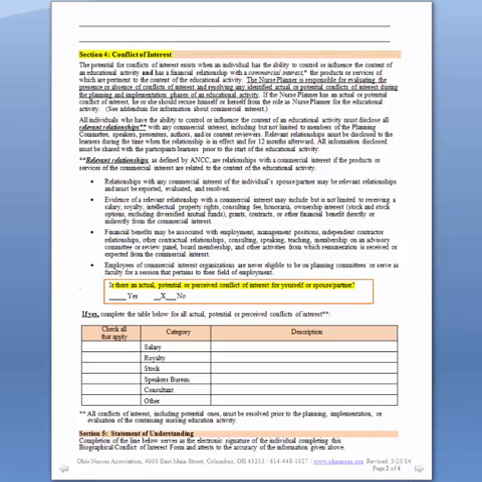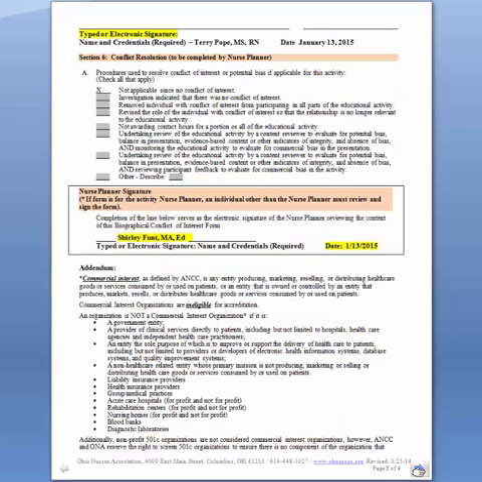Section 5, Statement of Understanding, is a very important requirement for this form. It is that person's typed, handwritten, or electronic signature that certifies that yes, indeed, the above information is true and correct, and is dated.